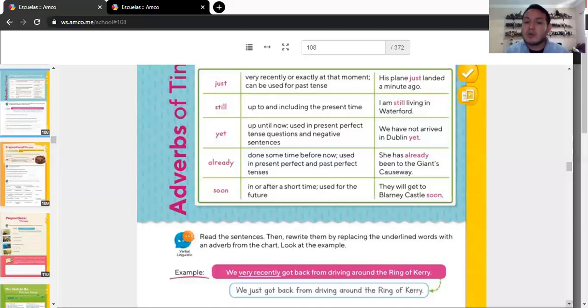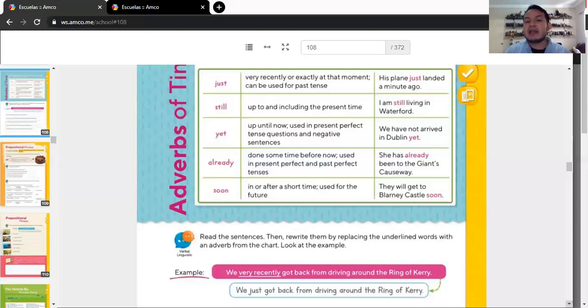Okay, now already: done some time before now, using present perfect and past perfect tenses. She has already been to the Giant's Causeway. I have already finished my homework, Mom. Can I play video games? Yes, it's when you do something before they even ask it to you. I have already watched that movie. And I was going to tell you, oh, have you seen Peter Pan? I have already watched that movie. I already did it, okay?